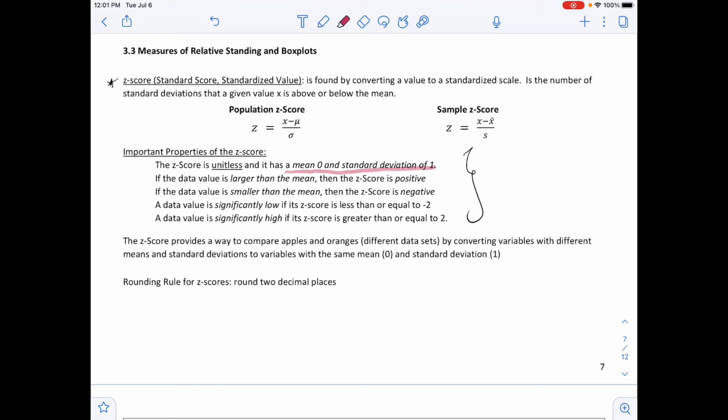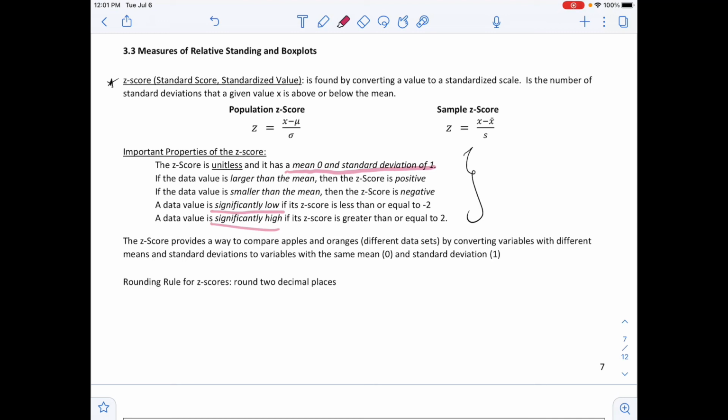This is really important. If the data value is larger than the mean, then the z-score is going to be positive. And if the data value is smaller than the mean, the z-score will be negative. A data value is significantly low if the z-score is less than or equal to -2, and significantly high if it's greater than or equal to +2.